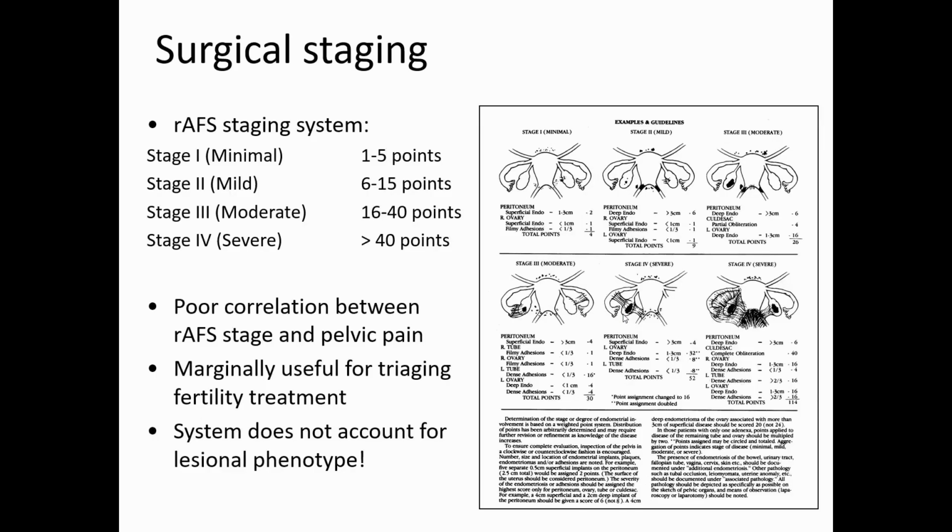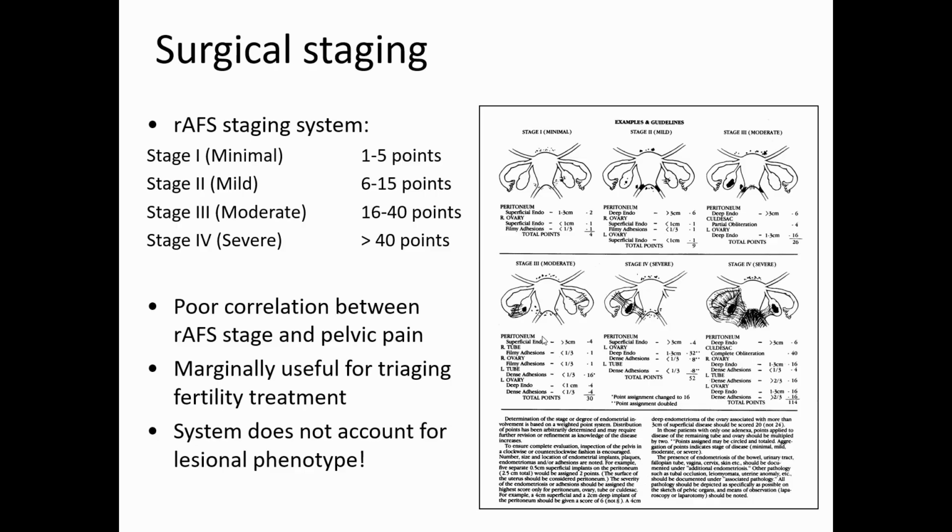At surgery, this particular condition is typically staged, much like cancer is. The staging is based on the distribution of the implants, so as to give an idea of volume, as well as the location of disease and the presence of scarring. The revised American Fertility Society staging system was the system that was most commonly used for years. And it does provide a framework for discussing endometriosis between providers and researchers.